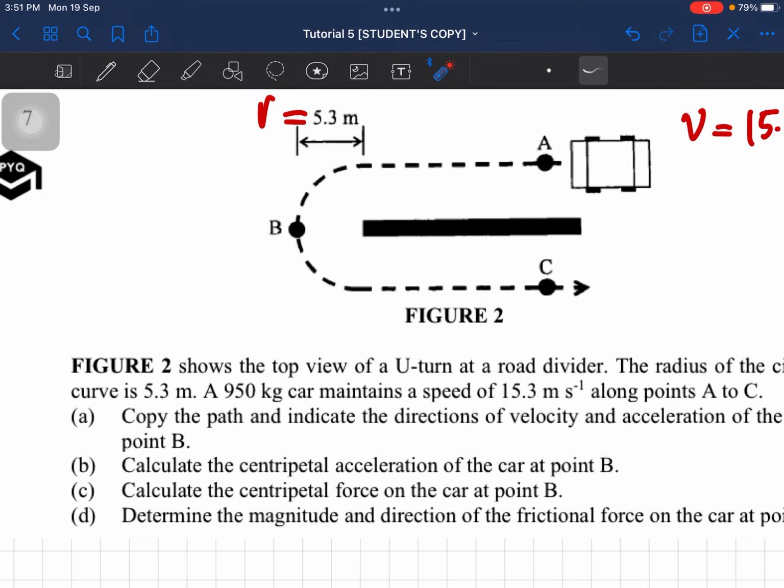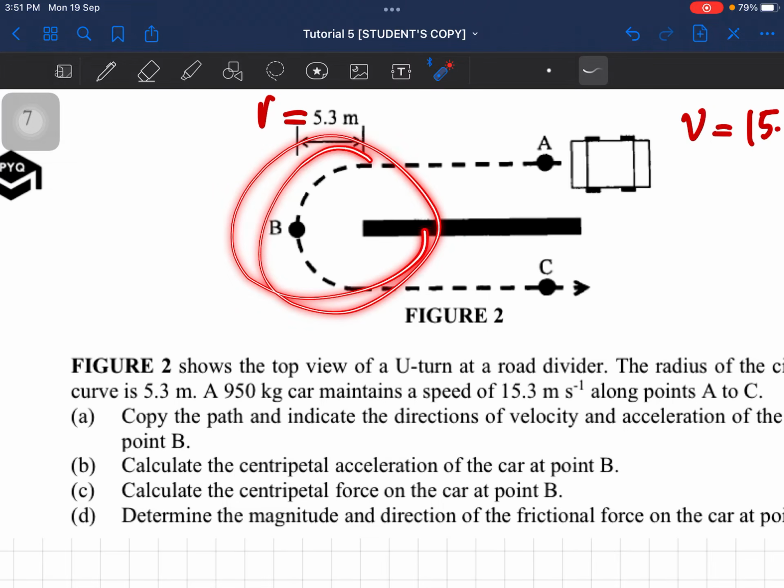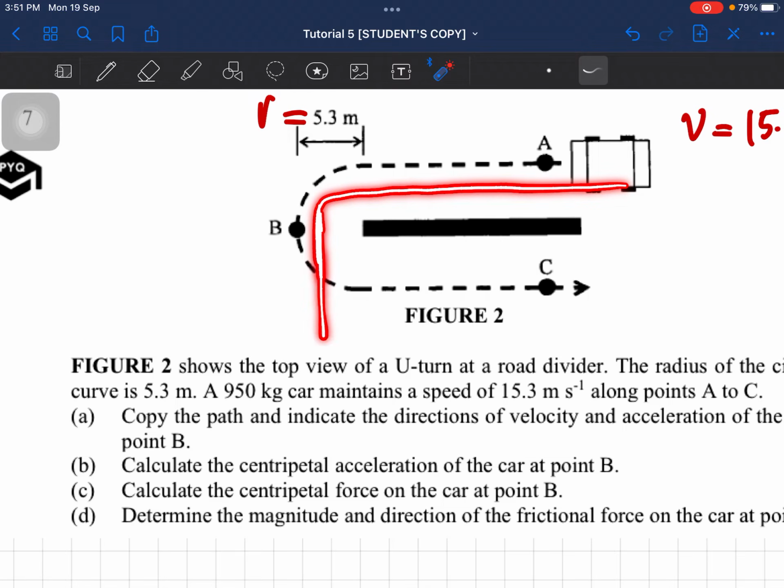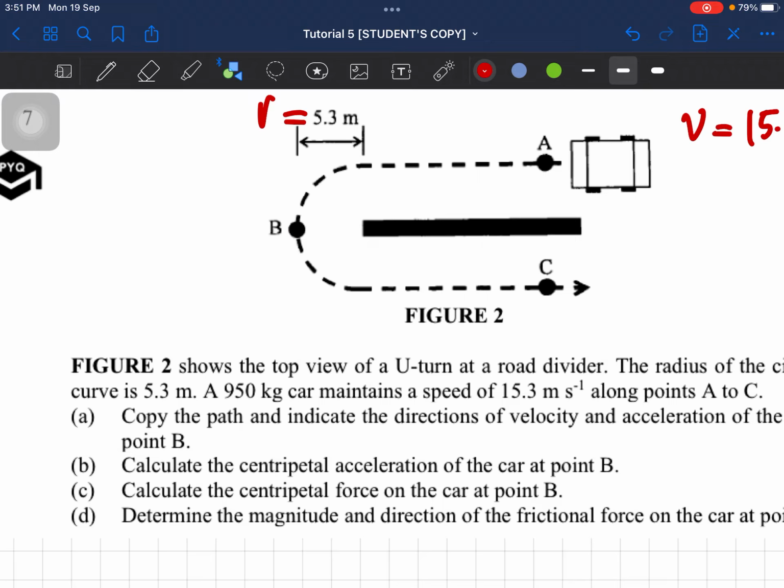Remember, circular motion is happening at a curve too. When you are curving, or when you are making a U-turn at the road, you are actually applying circular motion. So for this point B, your velocity is going to be going straight and then you go down like this. So our velocity now is pointing down.